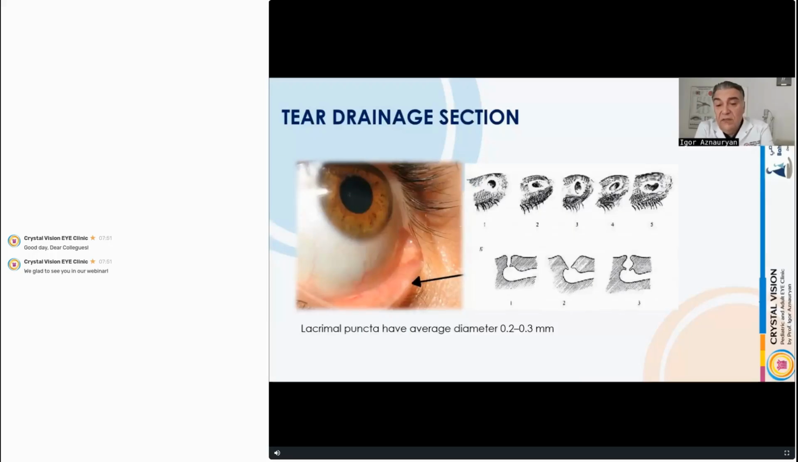Puncta are oval openings, as we know, located at the apex of the lacrimal papillae on the posterior edge of the eyelids. Their average size is 0.2 to 0.3 millimeters. They are oriented backward, immersed in the lacrimal lake, and are designed to initially draw tears from the lacrimal lake into the nasolacrimal ducts. They become visible when we avert the lower or upper eyelid.